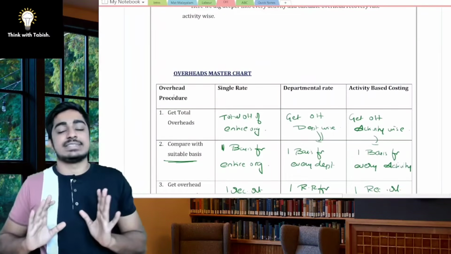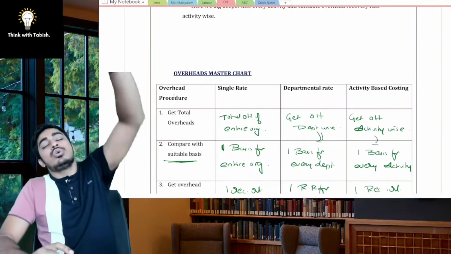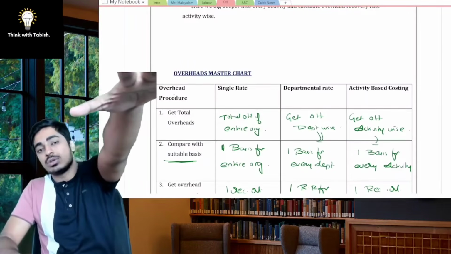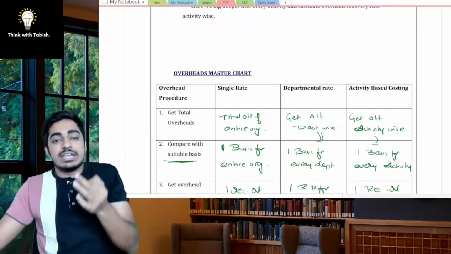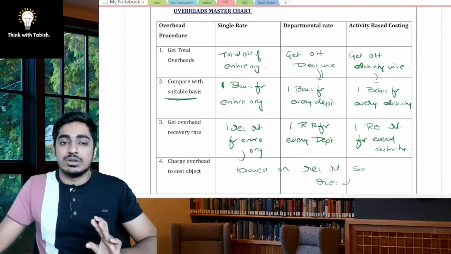But what is the difference? What do we do in single rate? In single rate, we take the total overhead of the organization. We say total overhead is 10 crore. We compare it with one basis, say for example, material cost, we get one recovery rate, and using that one recovery rate, we charge overhead to the cost object.